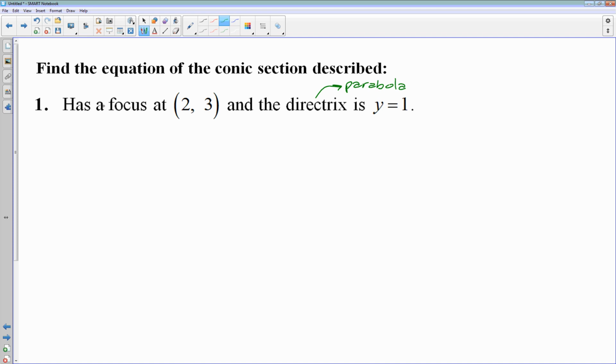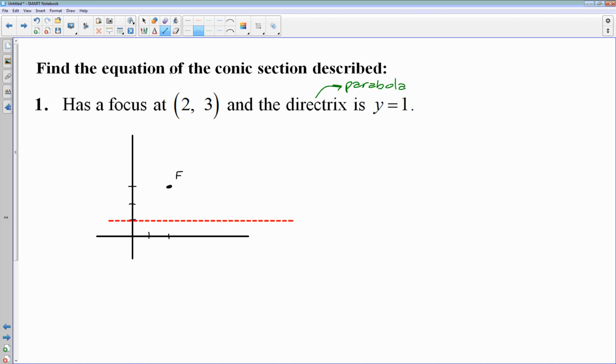So what I'm going to do when I'm working this problem out is sketch this information and see what I can figure out. I do know this is a parabola. I have a focus at the ordered pair (2, 3), so let me draw a y-axis, an x-axis, and then I'm going to mark off (2, 3). So 1, 2, 1, 2, 3, and I will plot a point. That is the focus of my parabola. I also know the directrix is at y equals 1, so I'm going to draw in the directrix right here through y equals 1.